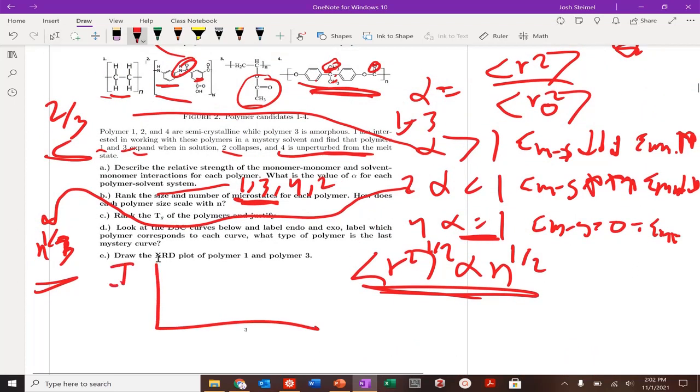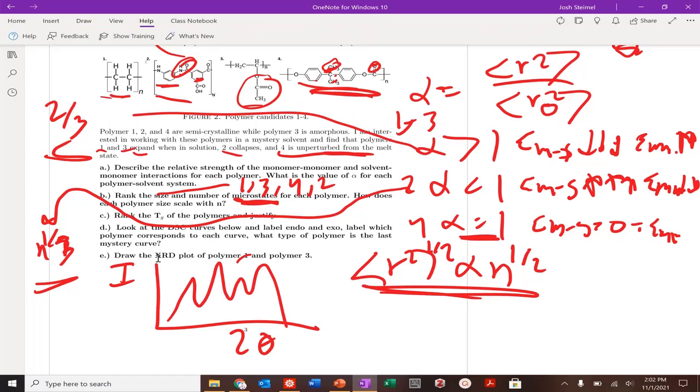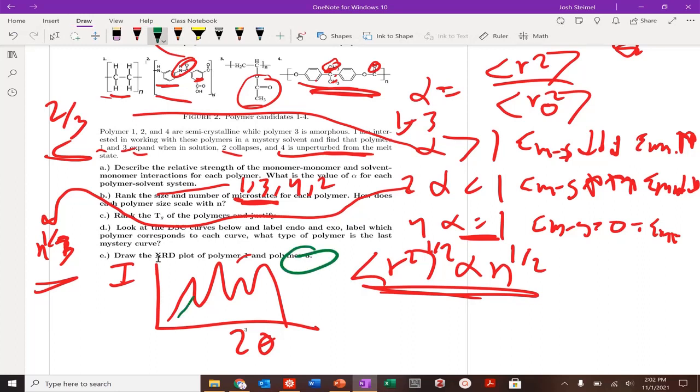XRD plot, intensity versus 2 theta. If I'm doing polymer 1, I'm going to do that in red. So polymer 1 is semicrystalline, so I'm going to expect some sharp peaks. Polymer 3, let's go back to my draw function here. I'm going to expect polymer 3 is going to be amorphous, so that might be more broad. That's it. That is question 2 in a nutshell.